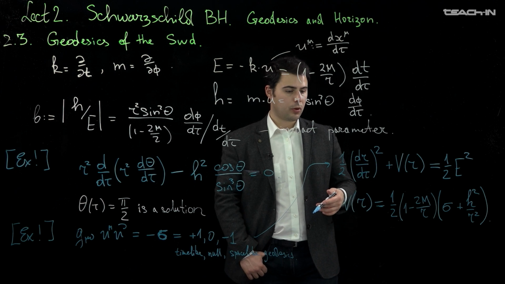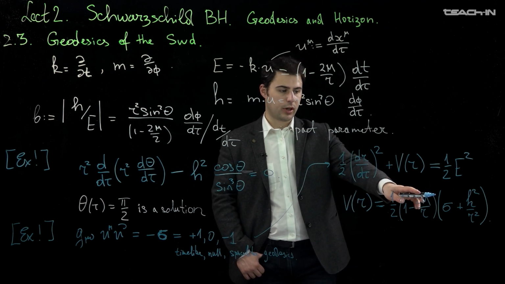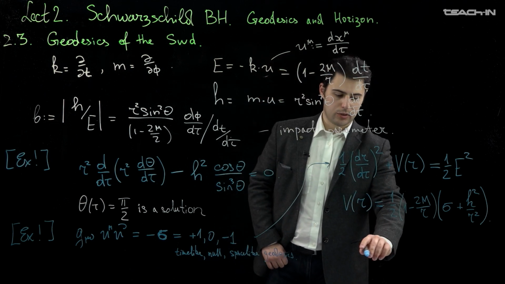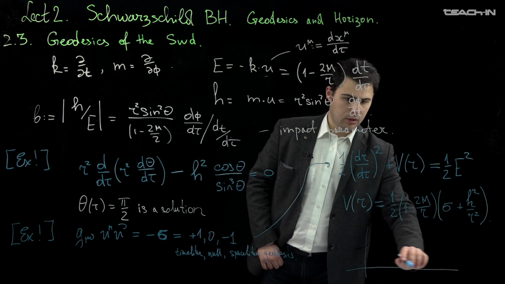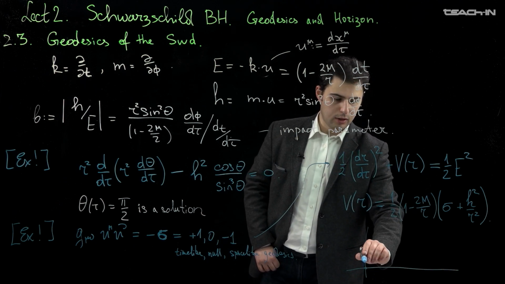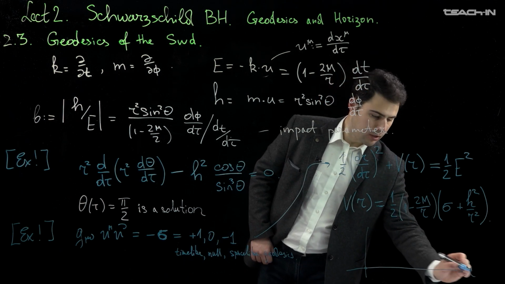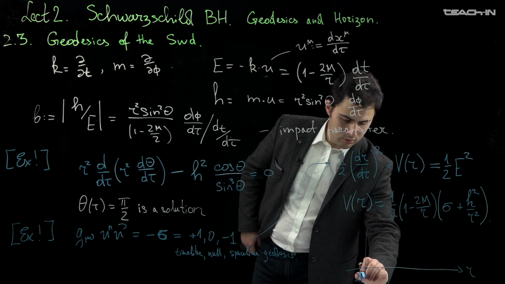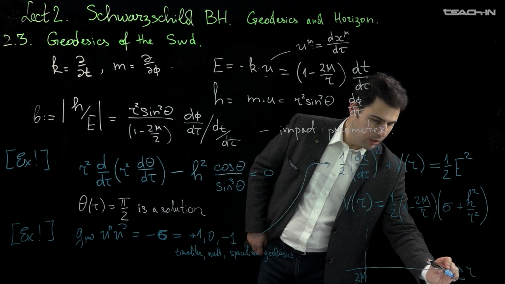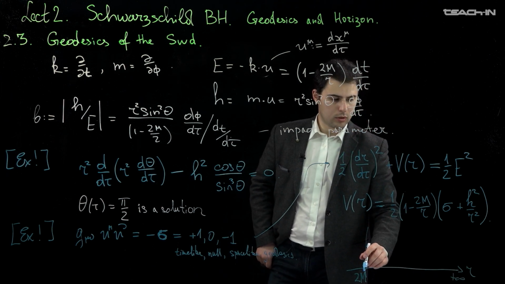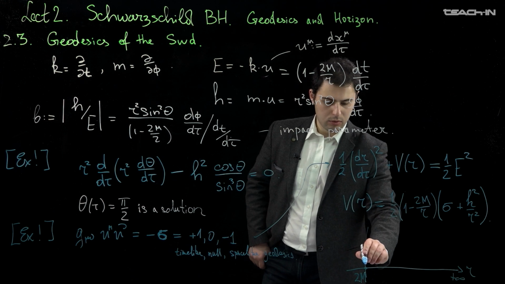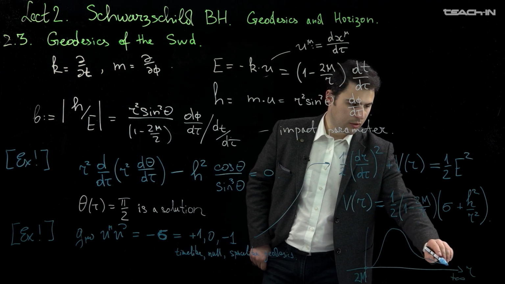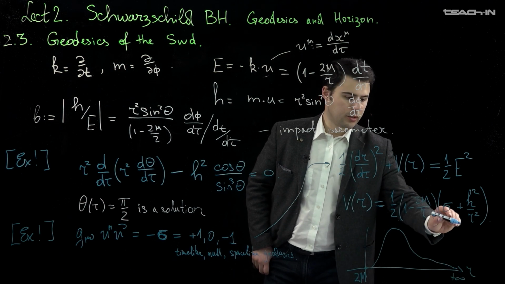So we see that we have an effective potential that is null at r equals 2m and plus infinity. So we have it growing to some constant value and then falling as r squared.